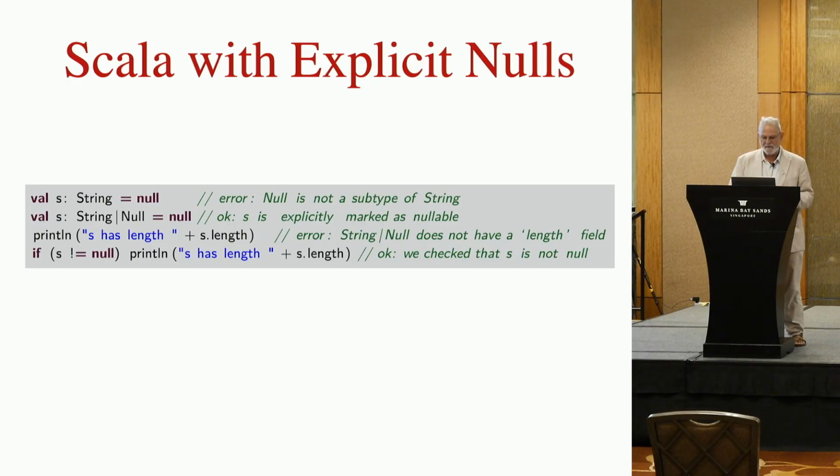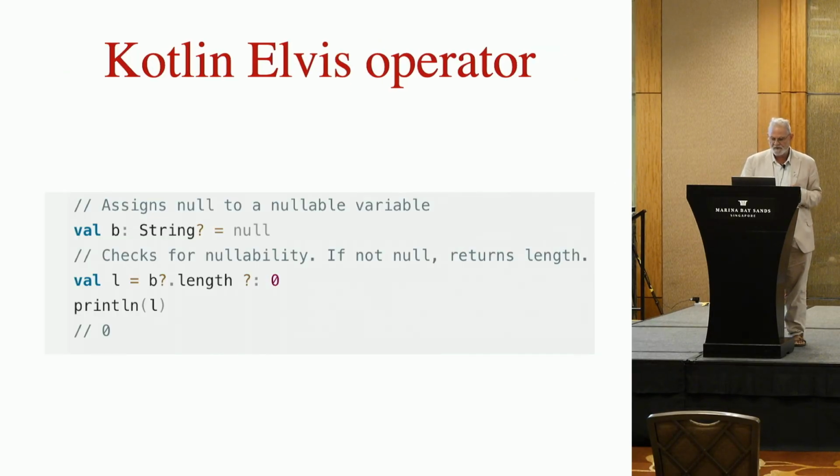And then sometimes if you say s.length, on something that could be null, it says, no, you better not do that. On the other hand, if you say, if s is not null, then do s.length, it'll say, yeah, that's fine. So that's kind of the thing you'd like.